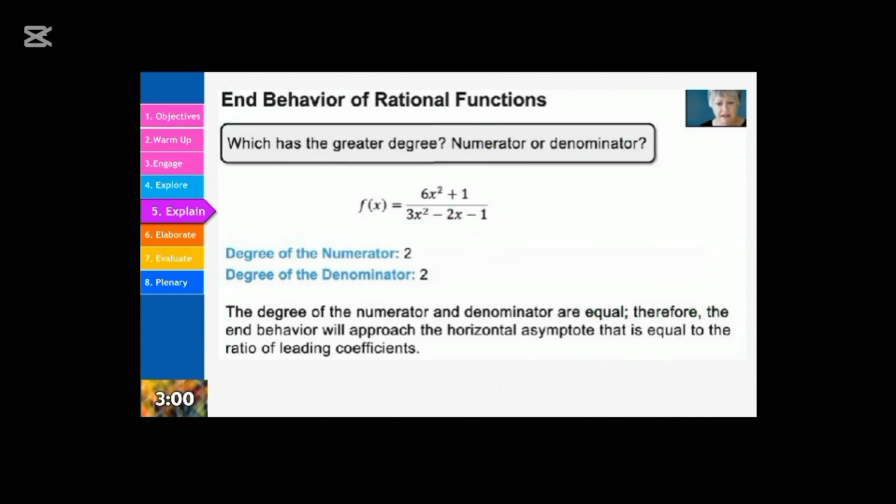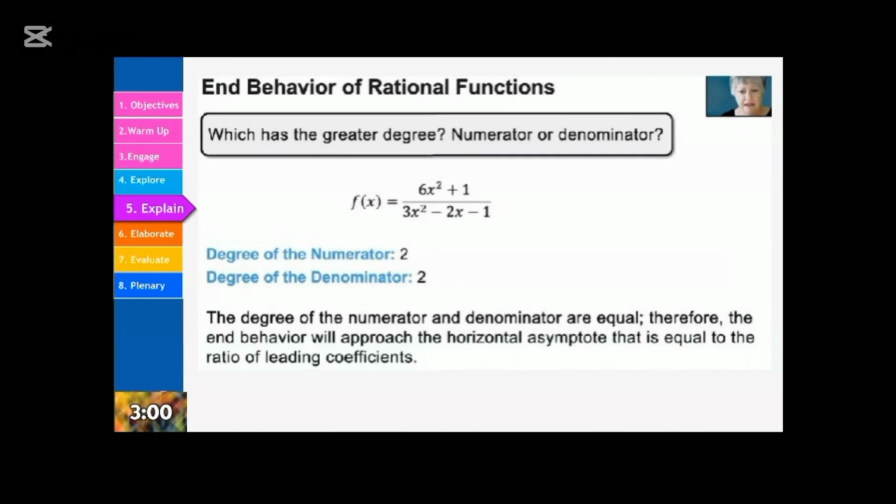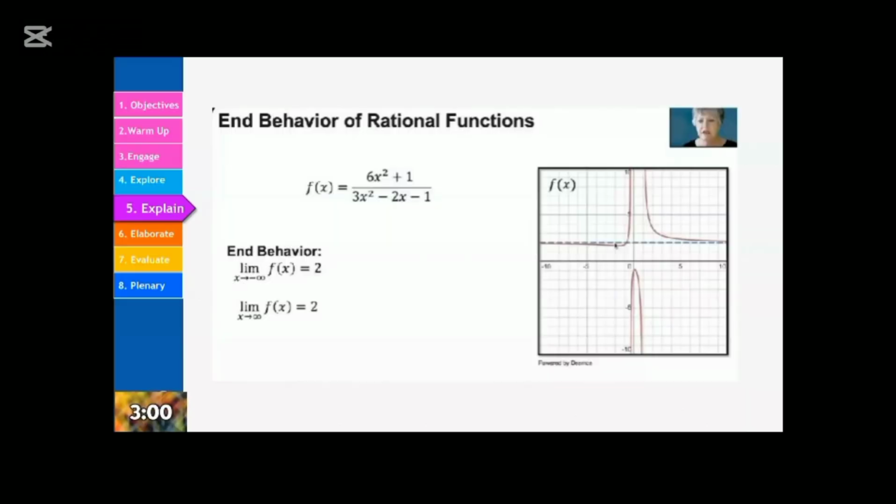So here we said the behavior will approach the horizontal asymptote that is equal to the ratio of leading coefficients. Okay, here he gives you the answer of the last question.